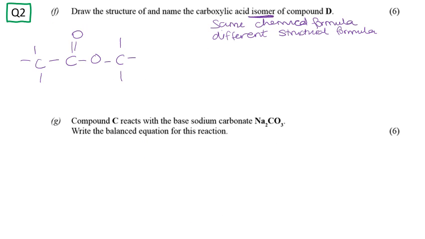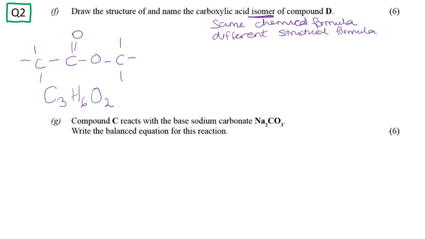Part F is asking us to name and draw an isomer. An isomer is a compound with the same chemical formula but a different structural formula. And they've asked us to draw the carboxylic acid isomer of compound D, which is our ester. I've just copied the diagram of that from previously in the question. And chemical formula refers to how many atoms of each element there are in the molecule. And so here that's C3H6O2. And what they've asked me for is a carboxylic acid.